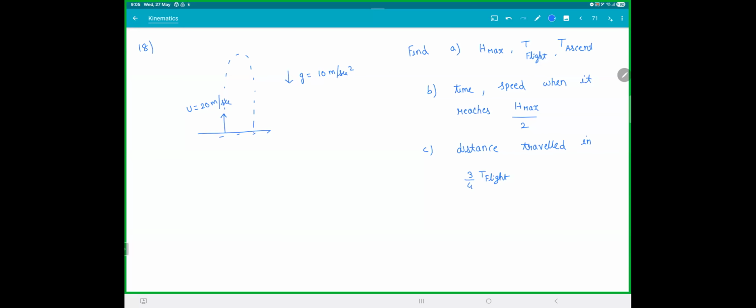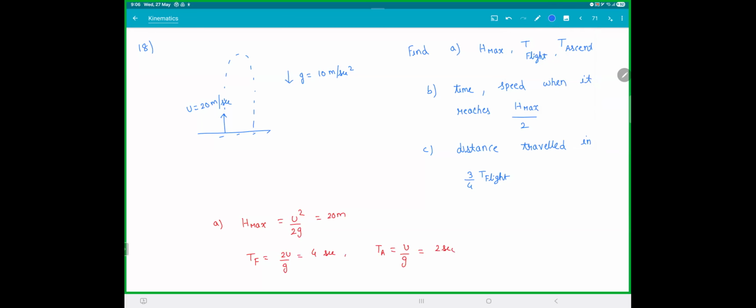Okay, let's see the first one. First one was straightforward, right? H max, u square by 2g. U is 20, g is 10, that's 20 meters. Time of flight 2u by g, 4 seconds. Time of ascent u by g, 2 seconds. Yeah, that's all formula there. I hope there is no issue with this.